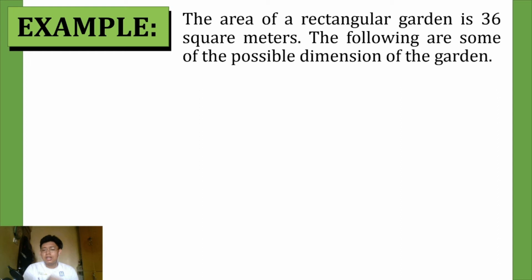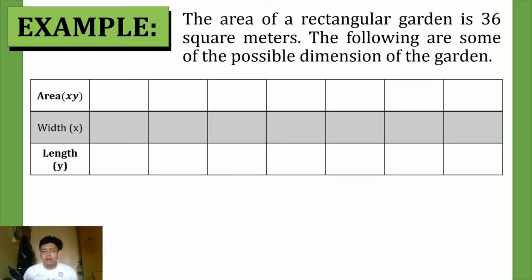Let's place that in the form of a table of values. The formula for the area of a rectangular garden is length times width. Let our width be equal to x and our length be equal to y. Now, looking at this, our area is always 36 square meters. We cannot change the area of our garden because it is given.